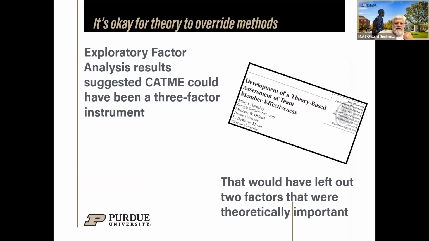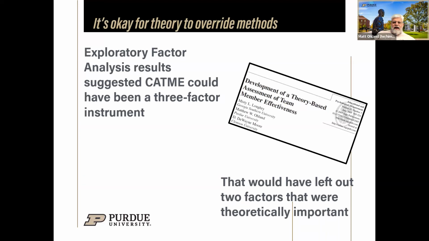The example I'll give you here is in the early development of the CATME instrument, which is a 5-factor behaviorally anchored instrument for measuring team member effectiveness. So not team effectiveness, but individual team member effectiveness. The exploratory factor analysis indicated that a 3-factor model was a better fit than a 1-factor model, which is good. It meant that rather than just measuring one overall, is someone an effective team member, there were 3 different ways that people could be effective team members. But there was also a 5-factor model that didn't fit quite as well.